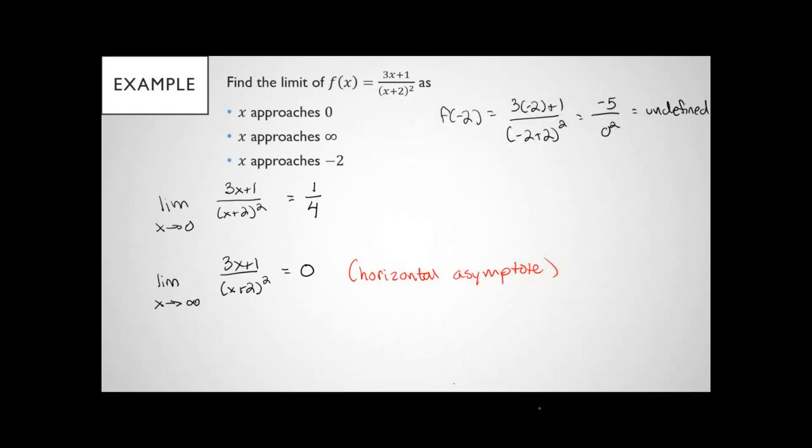So our limit is, as x approaches -2, of (3x plus 1) over (x plus 2) squared, is equal to -infinity. And this is the location of the vertical asymptote.